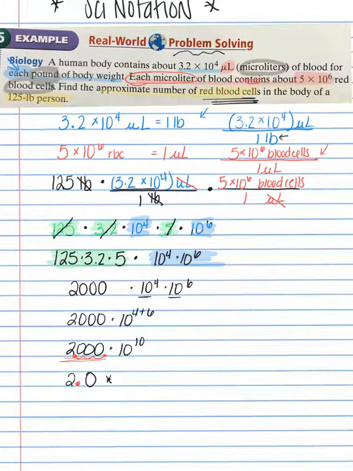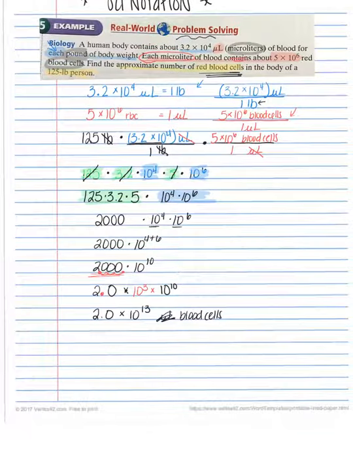And that's going to add a 10, right? How many spaces did I have to bring this in? 3. So to get back to my 2,000, I've got to multiply 2.0 times 10 to the 3rd. And then I multiply that by 10 to the 10th. And so what I end up with as my final answer is 2.0 times 10 to the 13, because I add my powers. And this is the approximate number of red blood cells in, I'm sorry, not microliters, blood cells in a 125-pound person.